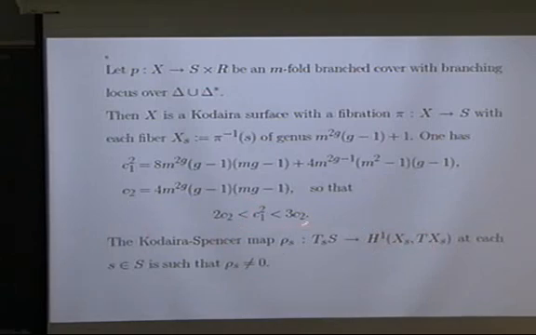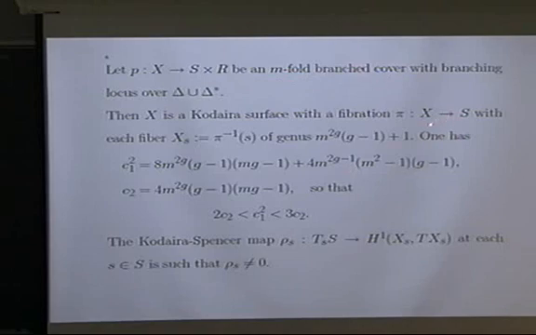And the point is that, because of this branched covering, it turns out that the Kodaira-Spencer map is injective at each point in S. Here you treat this X as a fibration over S, and it's not a trivial product because of this branching.